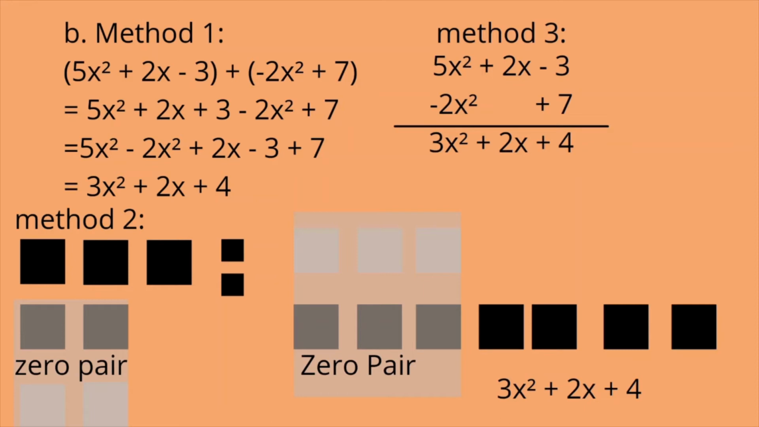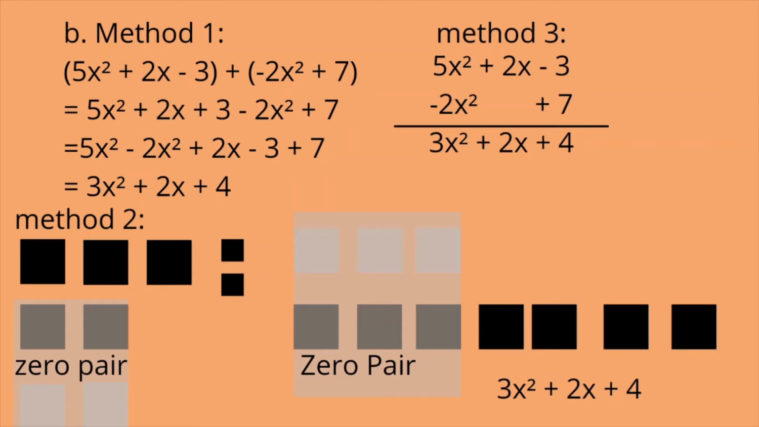For the second step, we have to use the distributive property: 5x squared minus 2x squared plus 2x minus 3 plus 7, or combining like terms. So we have the sum 3x squared plus 2x plus 4.